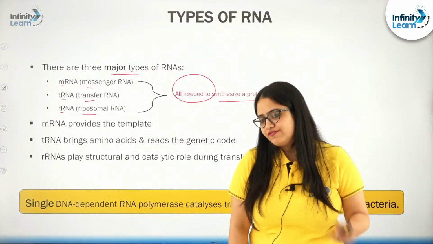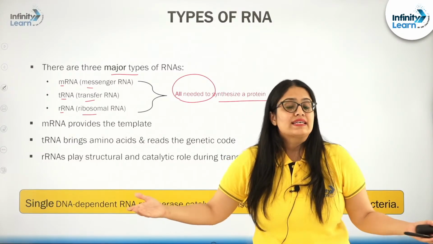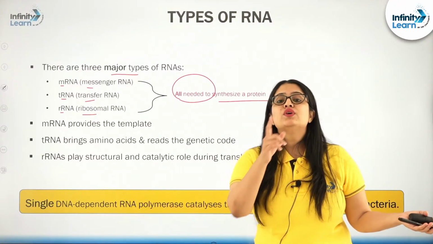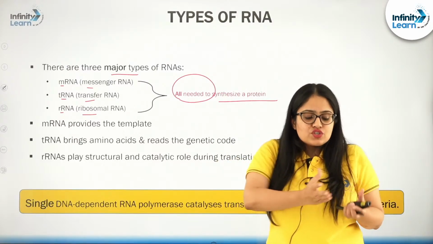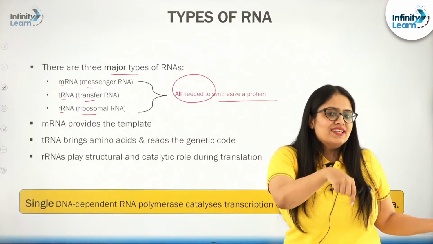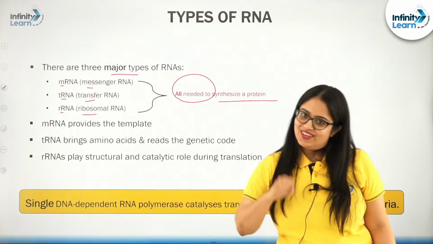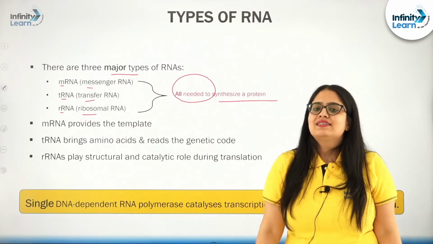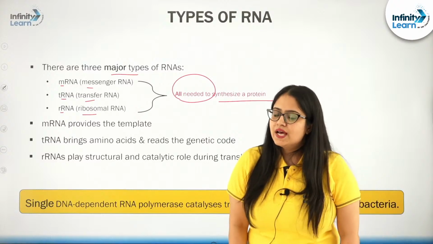Talking about the very first one, messenger RNA. Messenger RNA will act as a template during the translation process. So, the sequence of nucleotides present on an mRNA will decide the sequence of amino acids that will be present in the protein formed from that particular mRNA, right? So, mRNA will act as a template and decide the sequence of amino acids in a polypeptide chain.